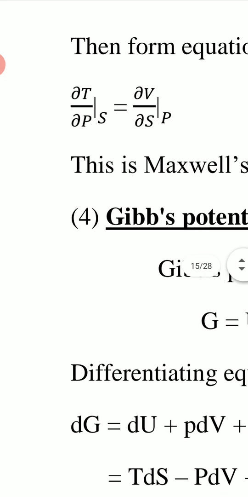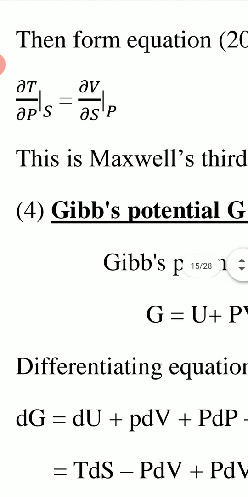and this gives Maxwell's third thermodynamic relation. Delta T upon delta P at constant S is equal to delta V upon delta S at constant P.